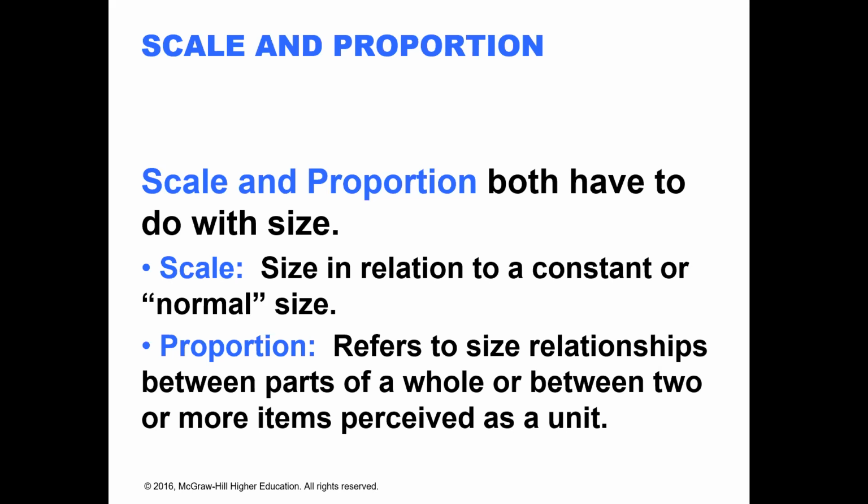But there is something very interesting about things being a peculiar scale and things being out of proportion that make them both visually interesting. Now, this is a little confusing. Scale is size in relation to a constant or normal size. And then proportion refers to size relationships between parts of a whole or between two or more items perceived as a unit. So it's a kind of contrast within something that's supposed to be of a certain arrangement in order to be in proper proportion, and yet these things might be skewed. And I've got some examples here.